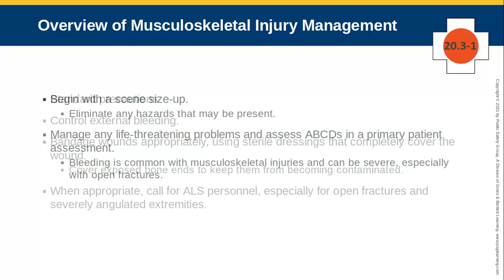In this podcast from Chapter 20, we're going to begin our management of musculoskeletal injuries. We're just going to take a brief overview of how to manage an injured skier or snowboarder with a fracture or a sprain or a strain. And that begins as we approach all injured skiers or snowboarders with a scene size up.